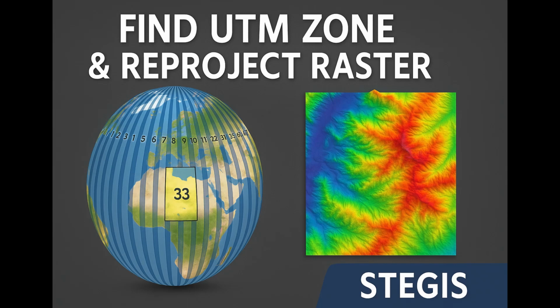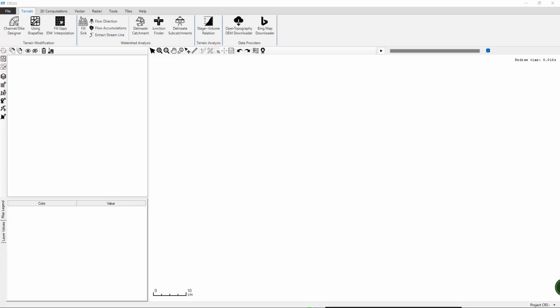In this video, we'll learn how to find the correct UTM zone for your raster data and how to reproject it properly. To demonstrate this, I have prepared a terrain raster that uses a geographic coordinate reference system, WGS84. We're going to find its appropriate UTM zone and reproject it.